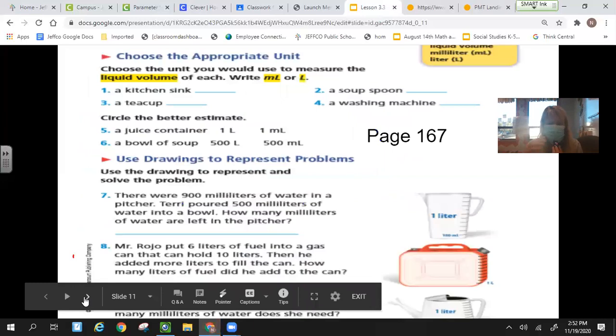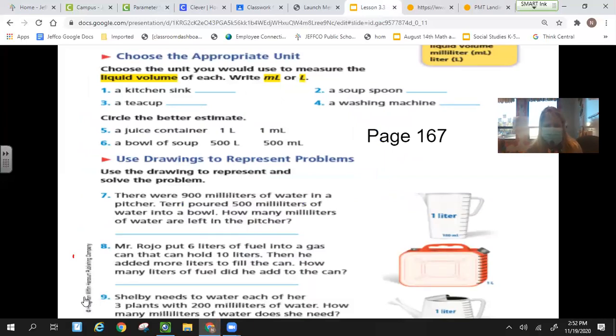Look at page 167. We're going to look at the top part of this. Page 167. So this is what I want you to do on your own. You are going to choose the unit you would use to measure the liquid volume of each. You can write ml for milliliter or L for liter. I want you to do 1 through 4. You have a kitchen sink, a soup spoon, a teacup, and a washing machine. Then I want you to circle the best estimate for a juice container. Would you use a liter or 1 milliliter? A bowl of soup. 500 liters or 500 milliliters? Okay, that's what I'd like you to do right now.